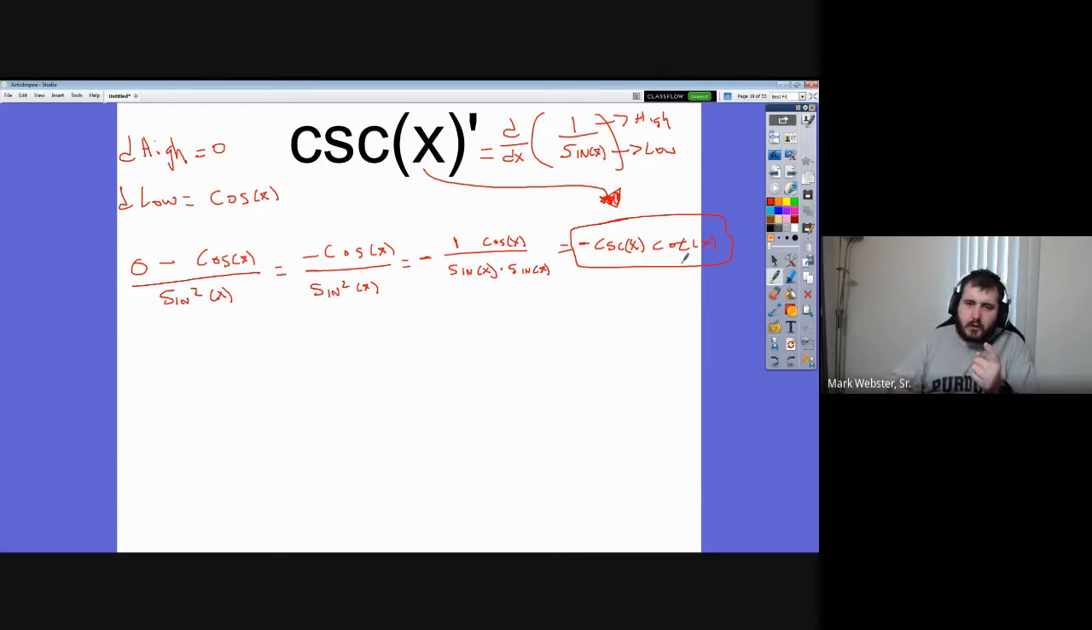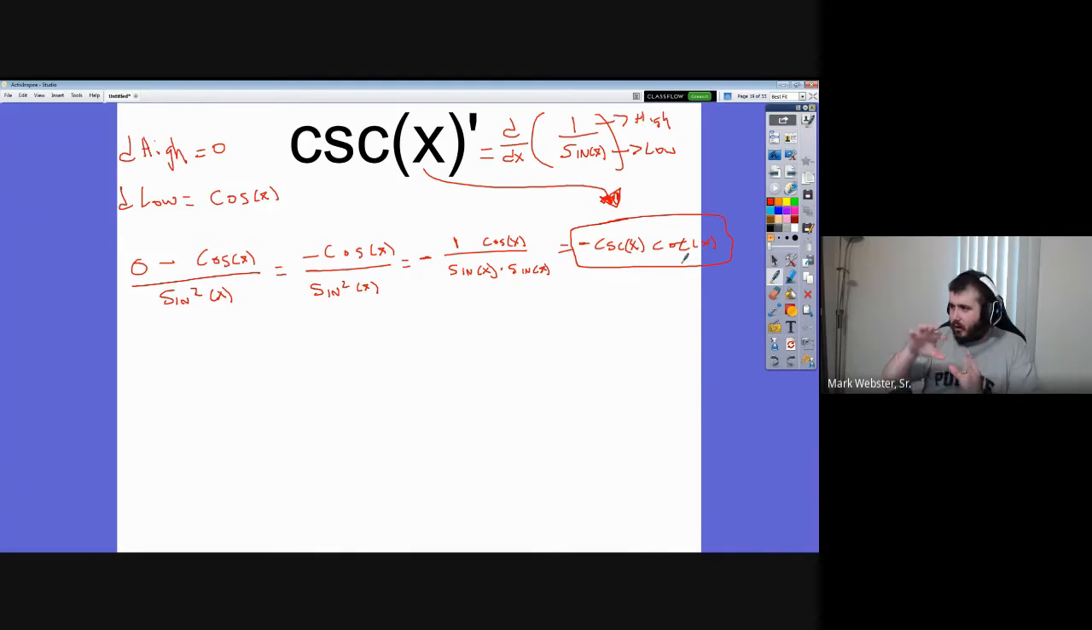Number one, anytime you're taking the derivative of a cosecant, a negative pops out, or any co actually, right? Take the derivative of cotangent, negative pops out. Cosecant, negative pops out. Cosine, negative pops out, right? With sine, secant, and tangent, it stays positive if it was positive to begin with.